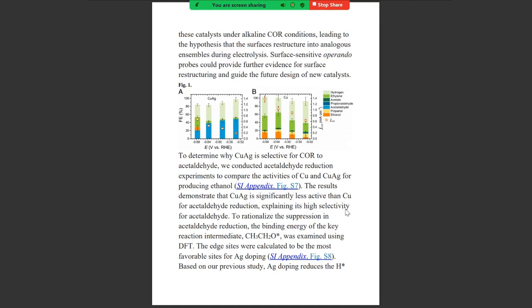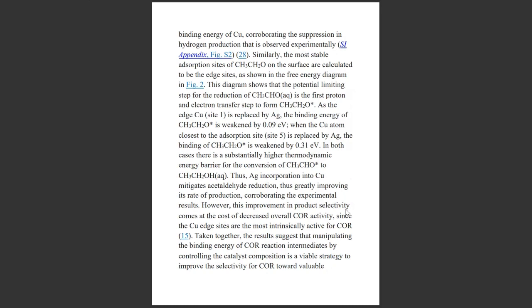acetaldehyde. To rationalize the suppression in acetaldehyde reduction, the binding energy of the key reaction intermediate CH3CH2O was examined using DFT. This site was calculated to be the most favorable site for Ag doping. Based on previous studies, Ag doping reduces the H binding energy of copper, suppressing hydrogen production, which is observed experimentally. Similarly, the most stable adsorption sites of CH3CH2O on the surface are calculated to be the H site, as shown in the free energy diagram given above.